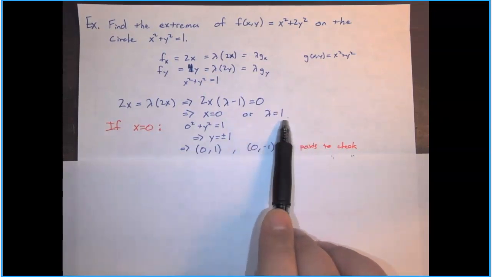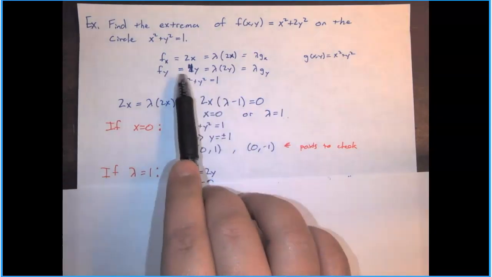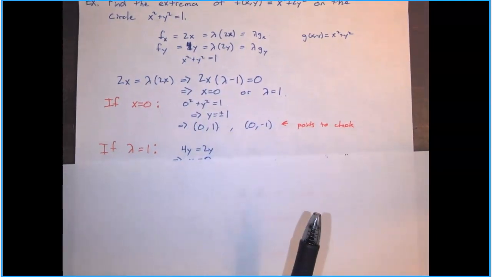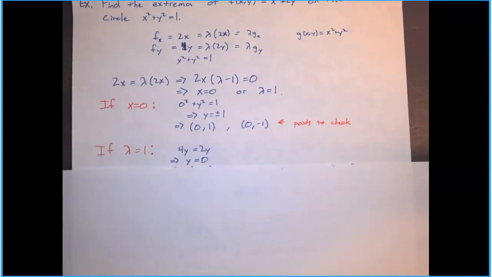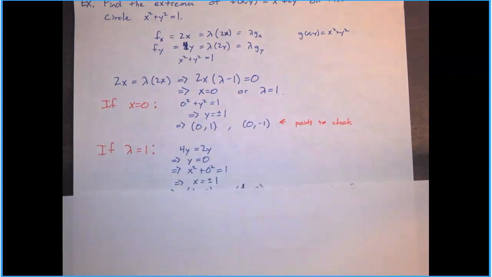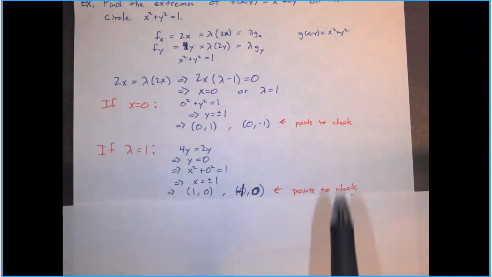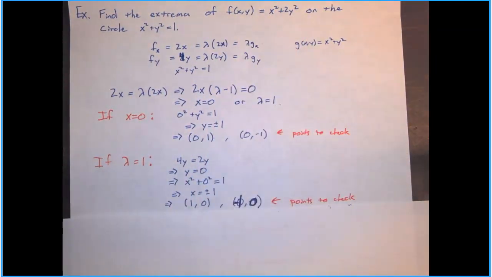In the second case, I consider what happens if lambda is equal to 1. If lambda is equal to 1, I go to the second equation and solve for y. So 4y equals 2y. That means y has to equal 0. It's the only possibility. Then, if y equals 0, I again go back to my unit circle, my constraint, and figure out what x has to be. And x has to be plus or minus 1. So that gives me 2 more points I have to check, (1, 0) and (negative 1, 0). So now I have 4 points total on my circle that I need to plug into this function, x squared plus 2y squared, and see what my maxima and minima are.